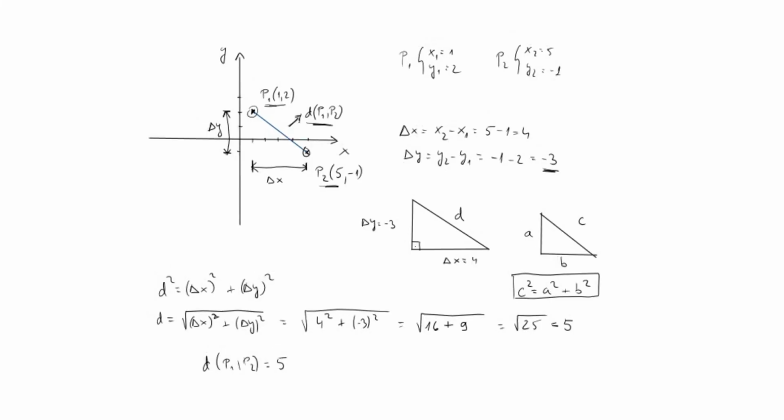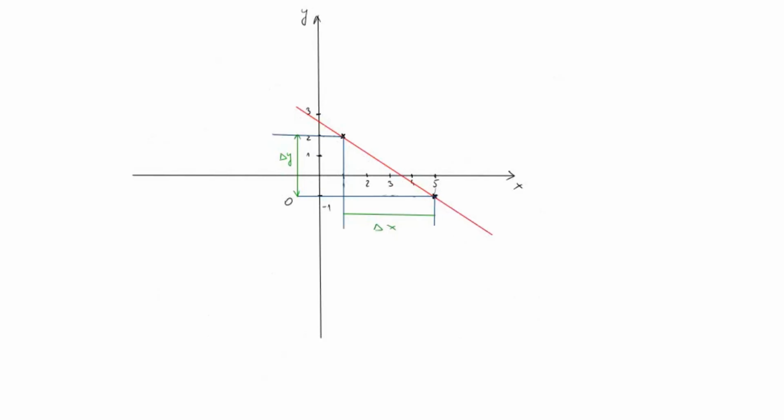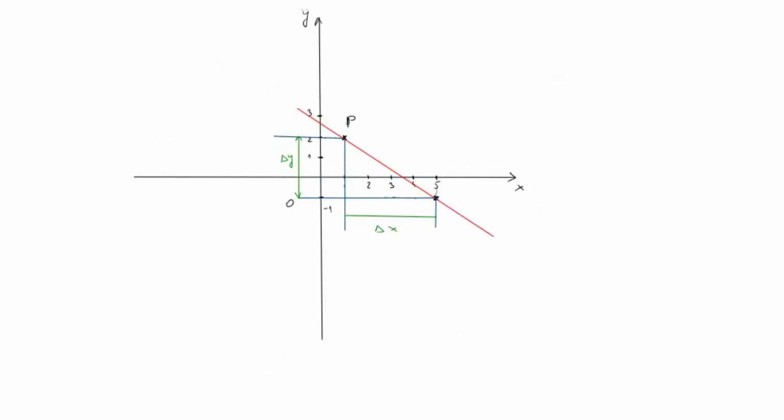Okay, now let's try to reconstruct the function which passes through the 2 points. Let's go to the next page. Here you can see the linear function which passes through P1 and P2. So this is a linear function with one variable, which can be written as f of x equals ax plus b.